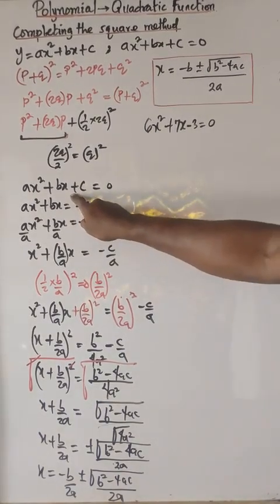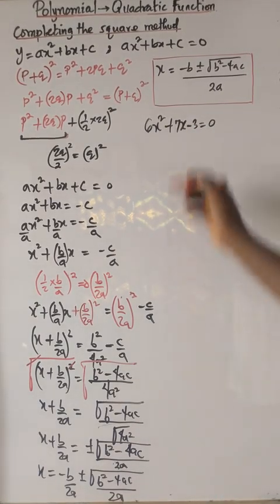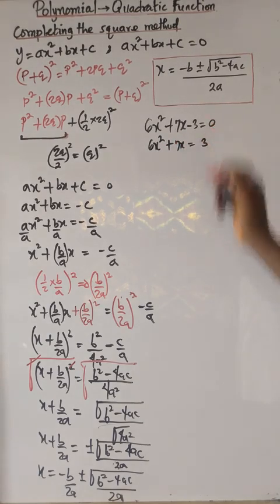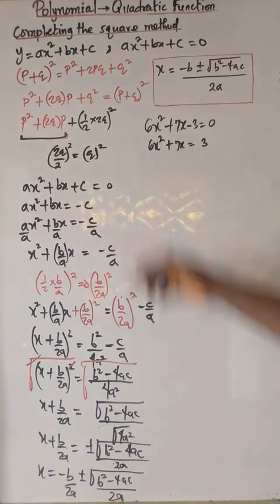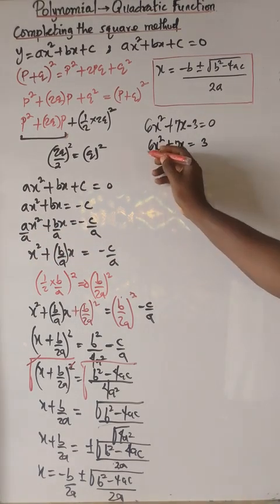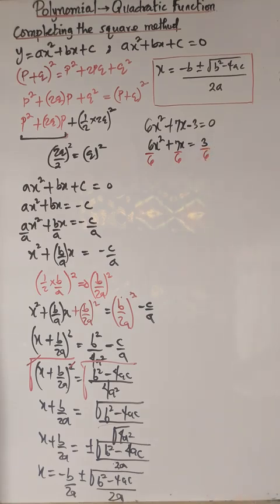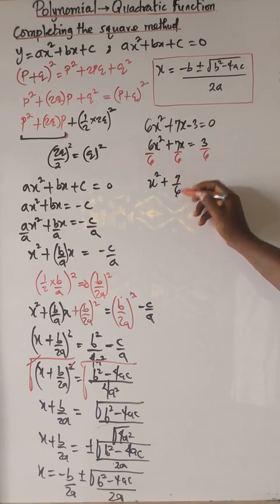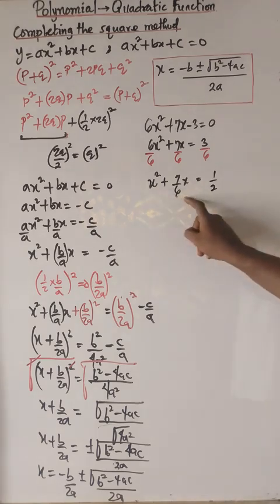Alright, we are going to follow these steps from here. Step 1, take the constant to the other side. So this is the constant, minus 3, bring it here, it becomes plus 3. So we have 6x squared plus 7x equals 3. Next, we divide through by the coefficient of x squared, which is a here, which is 6. So we divide through by 6. Then 6 by 6, we have x squared plus 7 over 6 x equals 1 over 2.